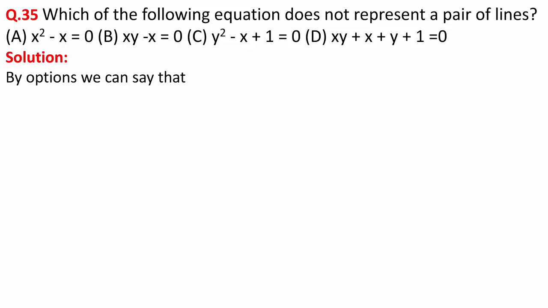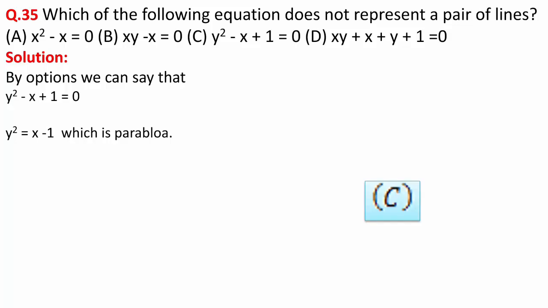Solution: by options we can say that y square minus x plus 1 equal to 0, that is nothing but y square equal to x minus 1, which is a parabola, and rest of all are pair of lines. They can be factorized into two linear factors, and hence correct option is C.